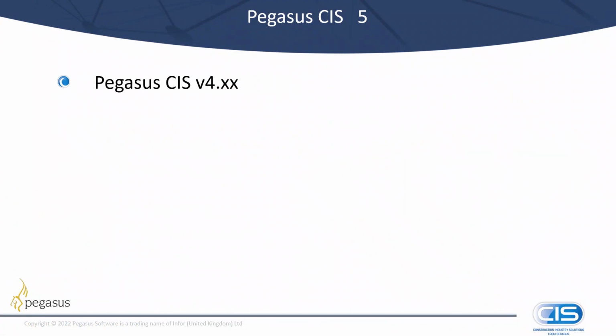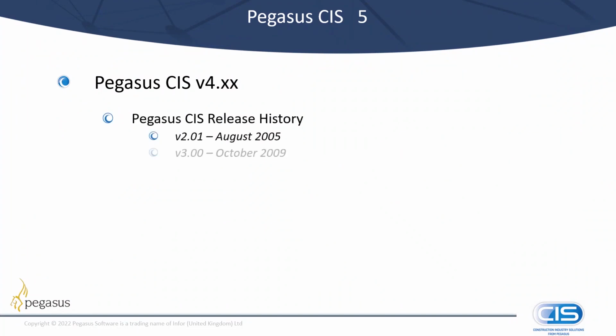Finally, I need to discuss with you where that leaves us with the current version of Pegasus CIS 4 point whatever it happens to be. Let me just remind you of the history for the release of Pegasus CIS. The first version was released back in August of 2005, so it's been around an awful long time now. The second major release, version 3, was released in October 2009, and that had a whole range of enhancements, including multi-currency, external plant hire, stock warehouses, site requisitions, procurement control, and so on.